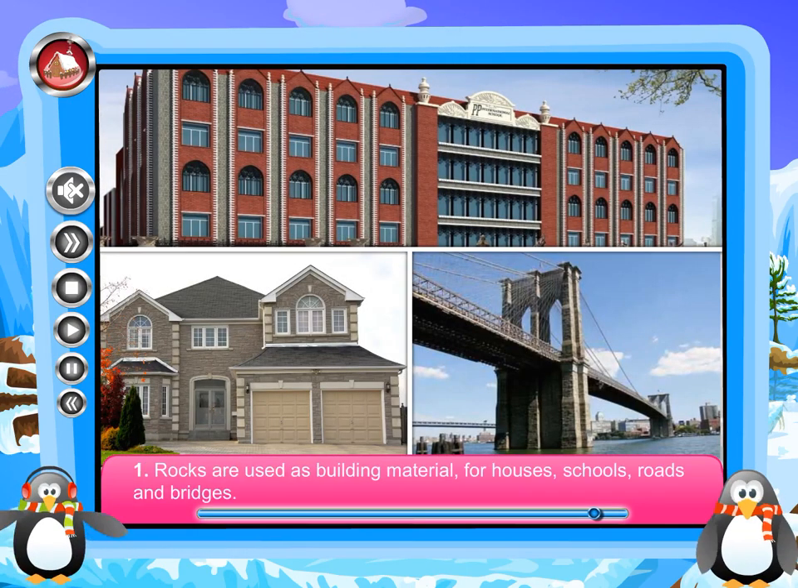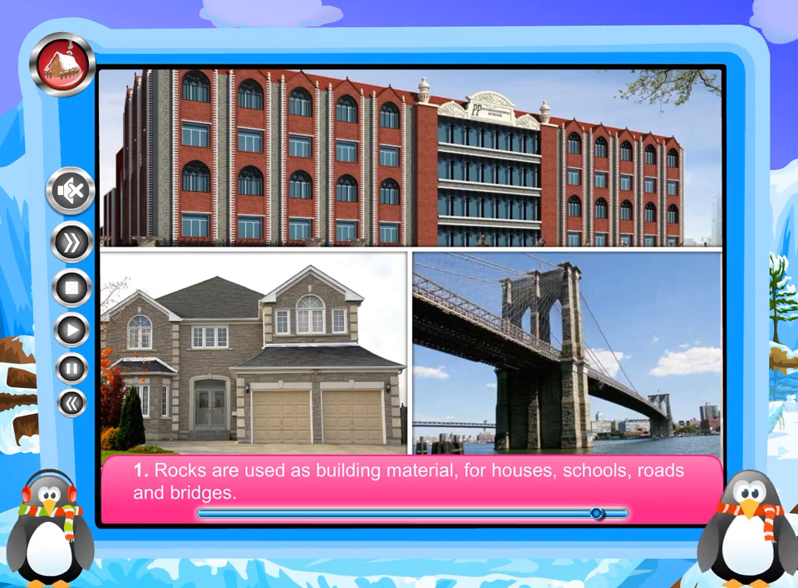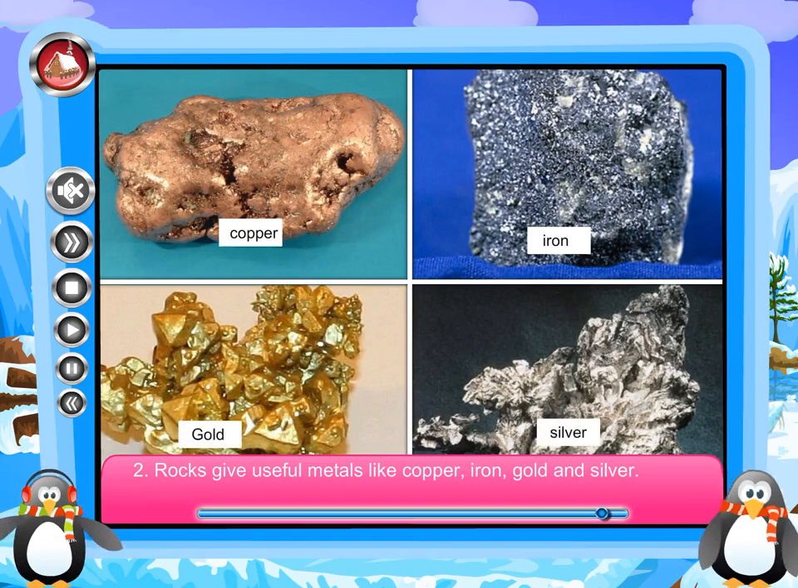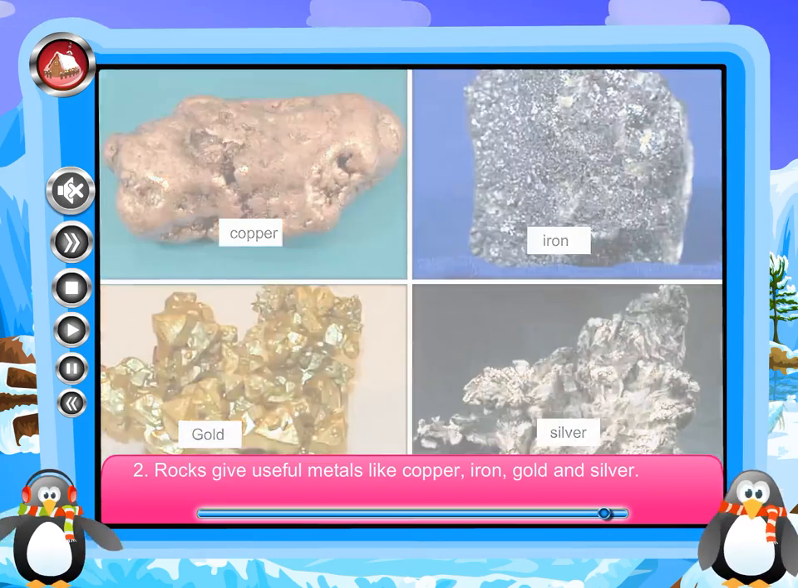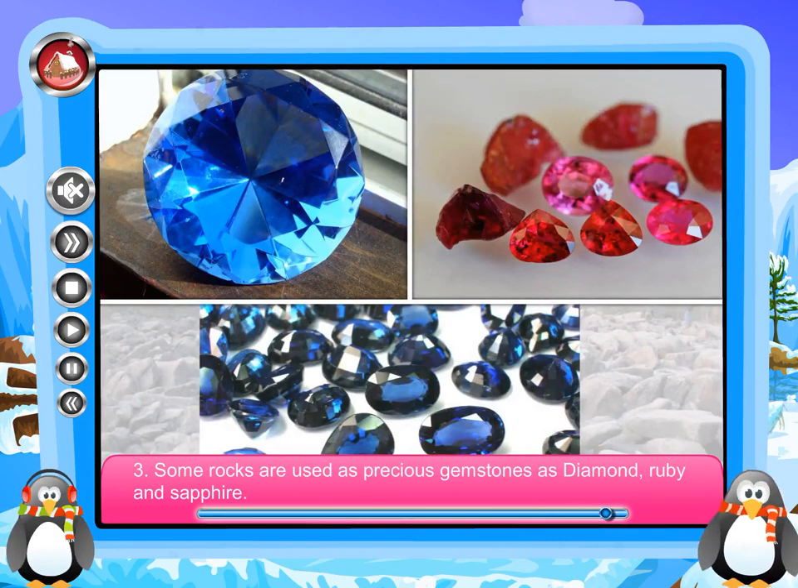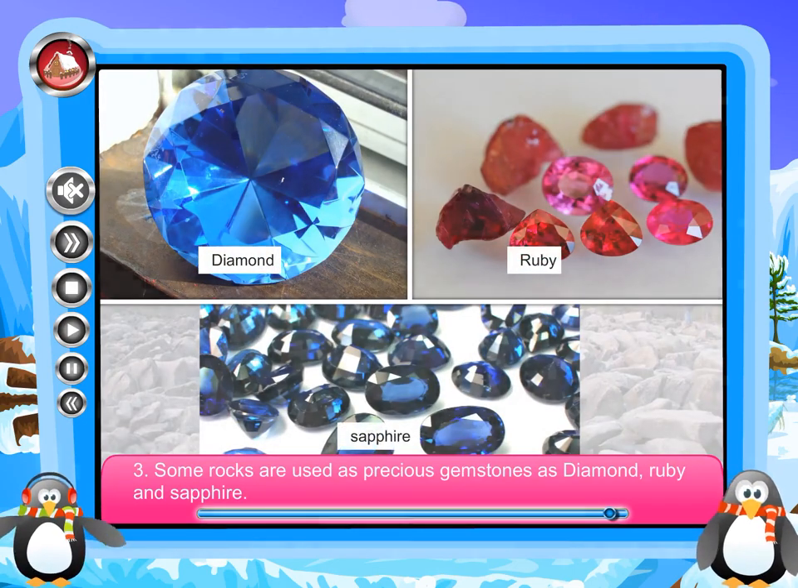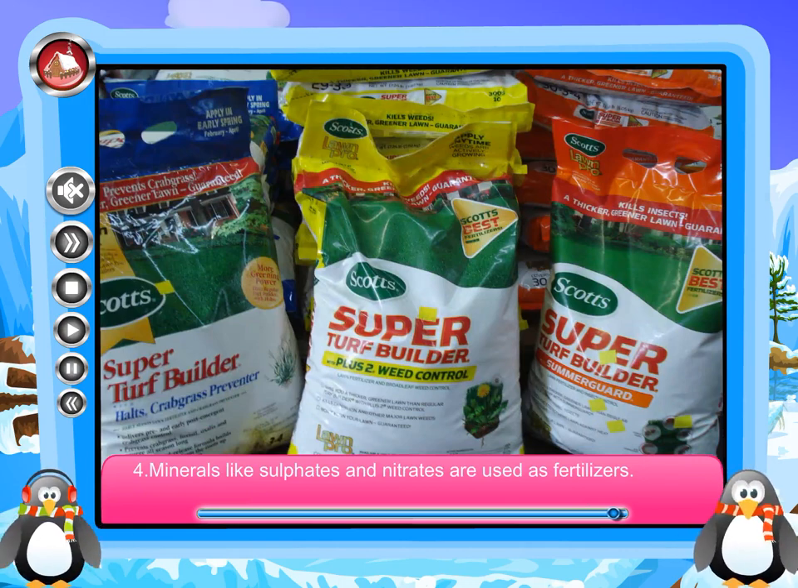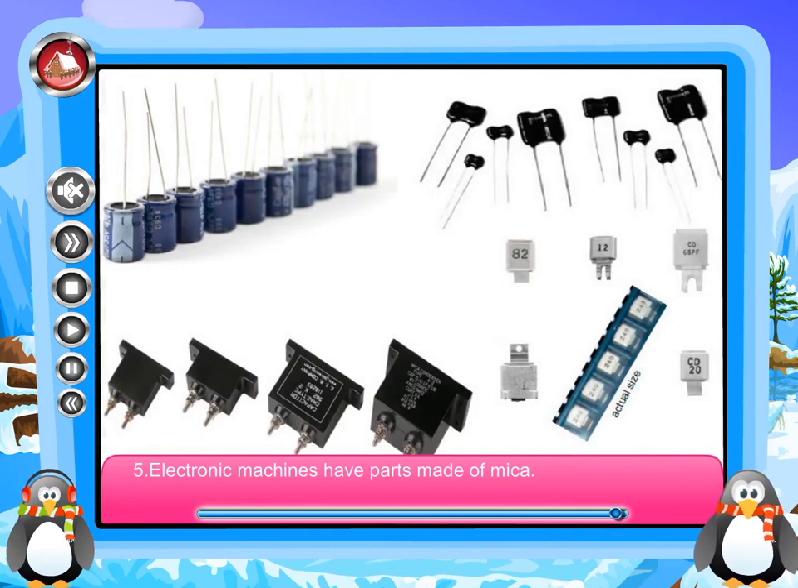Uses of rocks and minerals. Rocks are used as building material for houses, schools, roads and bridges. Rocks give useful metals like copper, iron, gold and silver. Some rocks are used as precious gemstones, such as diamond, ruby and sapphire. Minerals like sulfates and nitrates are used as fertilizers. Electronic machines have parts made of mica.